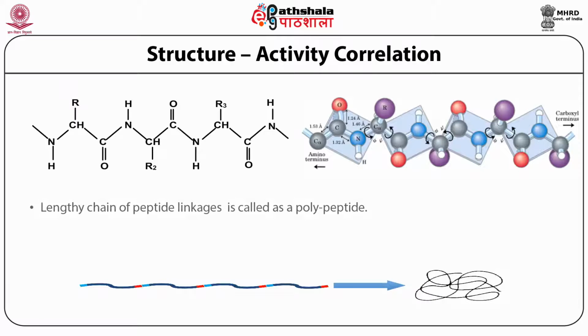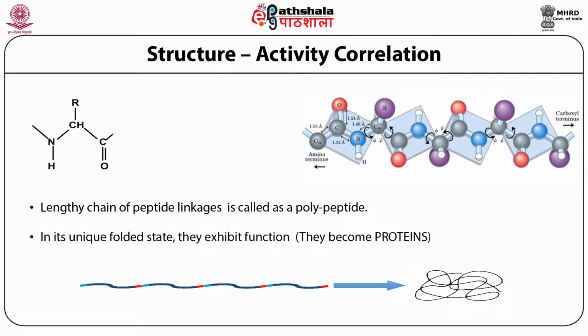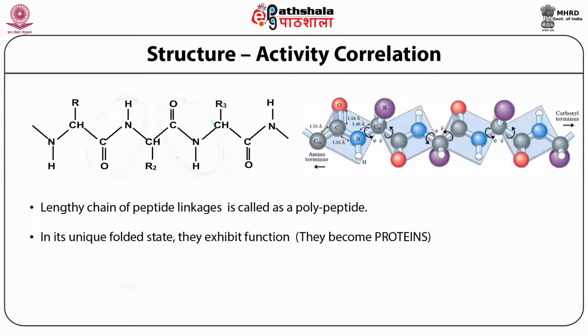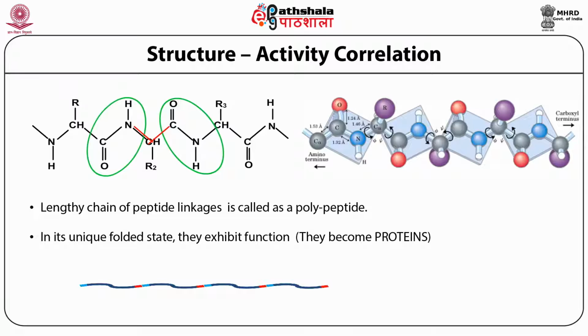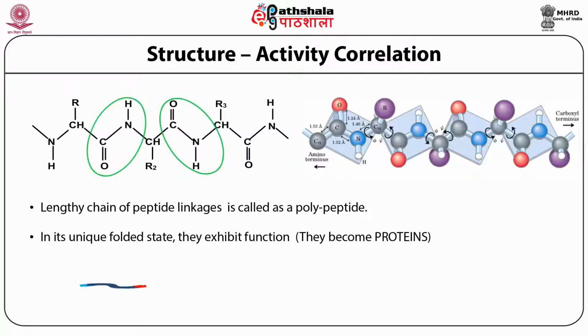And then the lengthy chain is actually a polypeptide, it's not yet a protein. When this completely linear polypeptide is folded as it exists in nature, then only we call it a protein. So a protein is a polypeptide. The only difference is this polypeptide is not a linear chain. It has been folded to have a defined three-dimensional structure by non-covalent interactions.